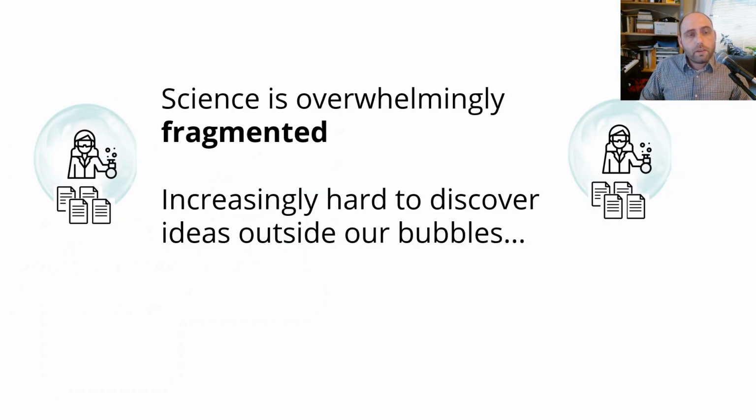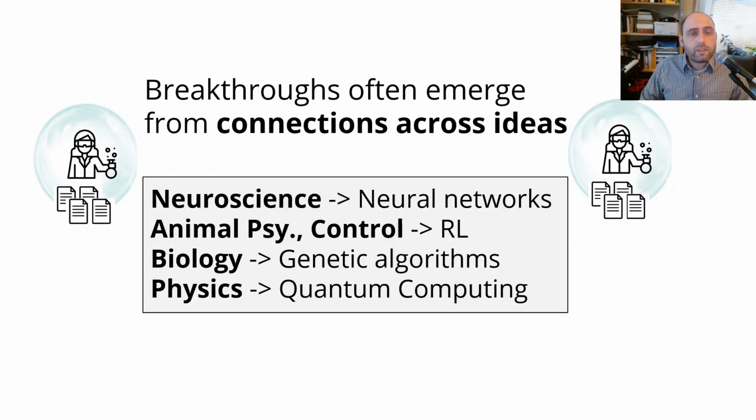With millions of scientific papers coming out every year, researchers are forced to allocate their attention to increasingly narrow areas. This creates isolated silos of scientific knowledge, which limits our ability to discover knowledge outside our bubbles. This presents a major challenge for the future of science, since breakthroughs often emerge precisely from building these connections across different areas. For example, big innovations in computer science like neural networks or quantum computing were directly inspired by other areas of science.